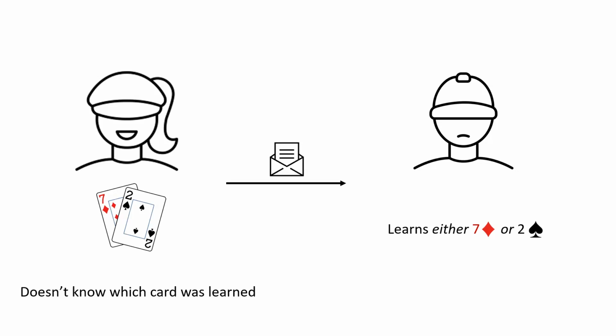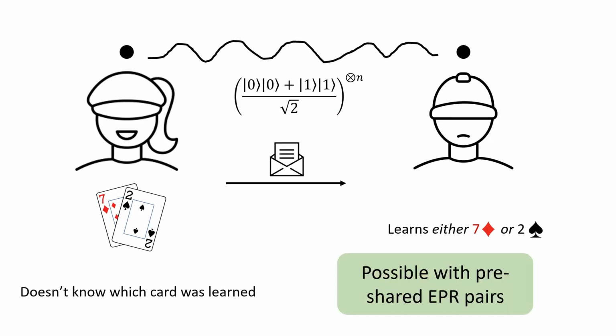Now, it's pretty clear if you think about this for a little bit that this is just completely impossible, right? I mean, Alice could just write down her message, and then right before she sends it to Bob, she could just pretend to be Bob and see which card he learns, right? And so the main result of this work is to show that this becomes possible if Alice and Bob had some pre-shared entanglement in the form of just shared EPR pairs, okay?